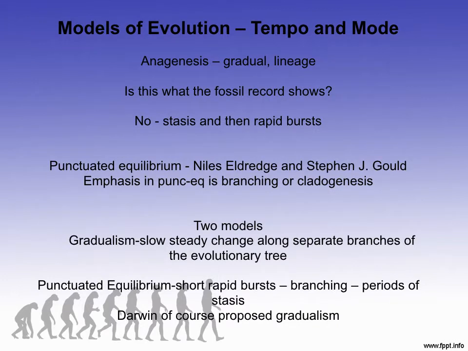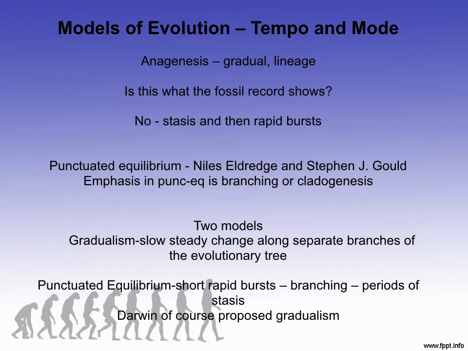So, tempo and mode. This means the timing of evolution and the big picture of how it progresses. And the classic Darwinian model of evolution is anagenesis. This is where you have a lineage that's slowly, gradually accumulating changes over time. But this isn't really what the fossil record shows. The fossil record shows long periods of stasis, long periods where there's limited change in a species or a lineage, and then rapid bursts of speciation.